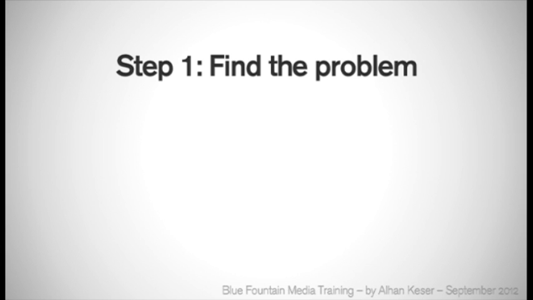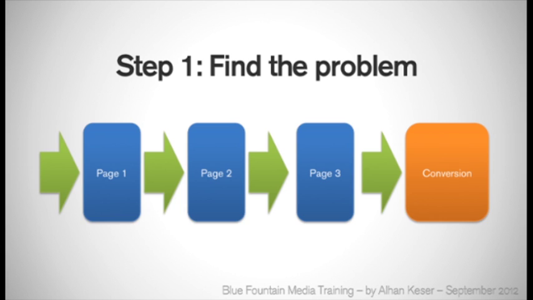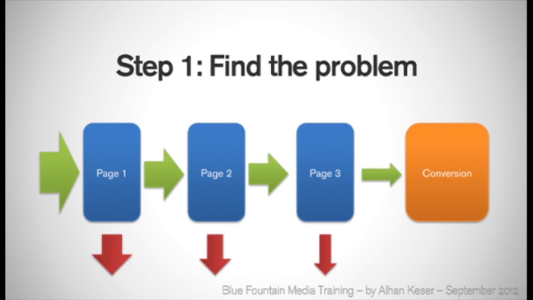Step 1. Find the problem. Discover where there are conversion killers on your website. That means first getting a clear picture of your conversion funnel. Where are most of your visitors entering, and where along their path to converting are most visitors leaving your website?